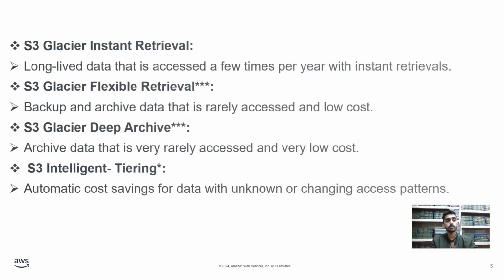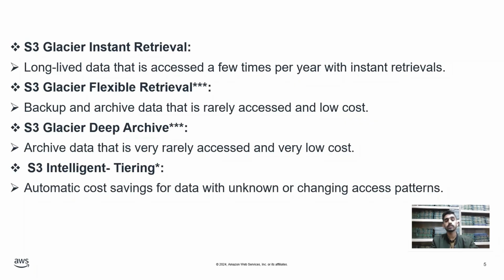Now the next one is S3 Glacier Instant Retrieval. We can use S3 Glacier Instant Retrieval when we have to access our data after a long time, a few times per year, with instant retrieval. It is cheaper as compared to S3 Standard. And in this case, AWS also replicates our data into multiple availability zones, almost 3 zones.